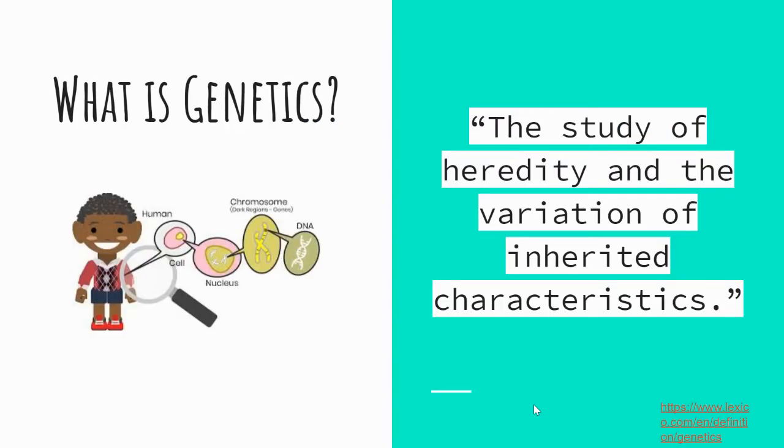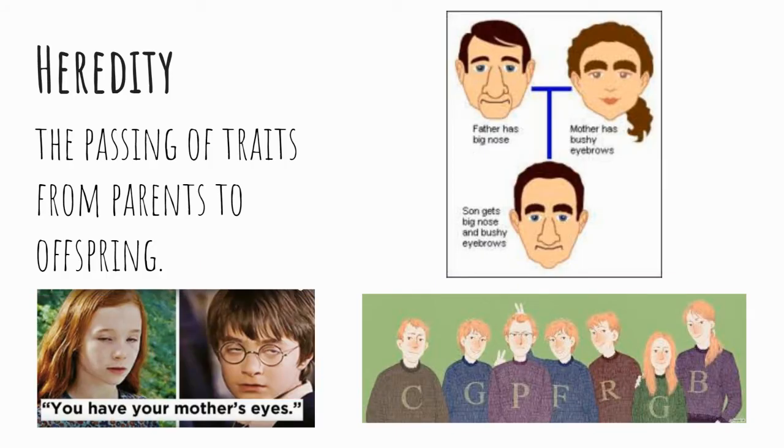So what even is genetics, right? Well, according to the Oxford English Dictionary, it's the study of heredity and the variation of inherited characteristics. Cool. What does that mean? Well, heredity is how parents pass traits or characteristics to their children.